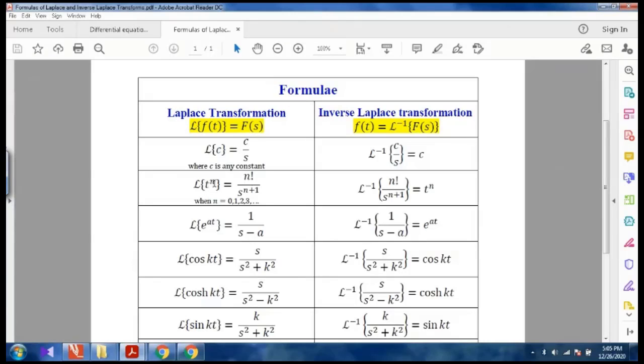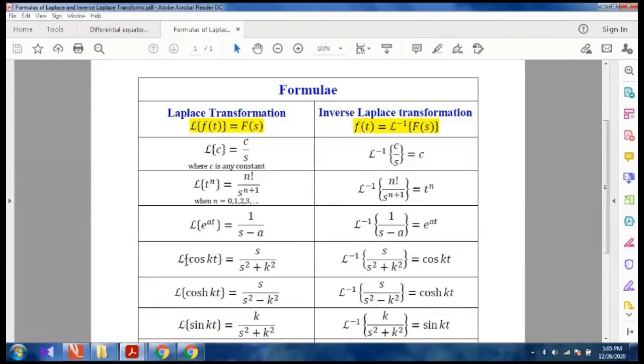If we have the function as t power n, then what will be the result? N factorial over s power n plus 1. If we have the function f of t as e power at, then the result will be 1 by s minus a. So try to have a look closely that in left side we have time variable. You can see t is here, t. But on the right side we have s variable everywhere.